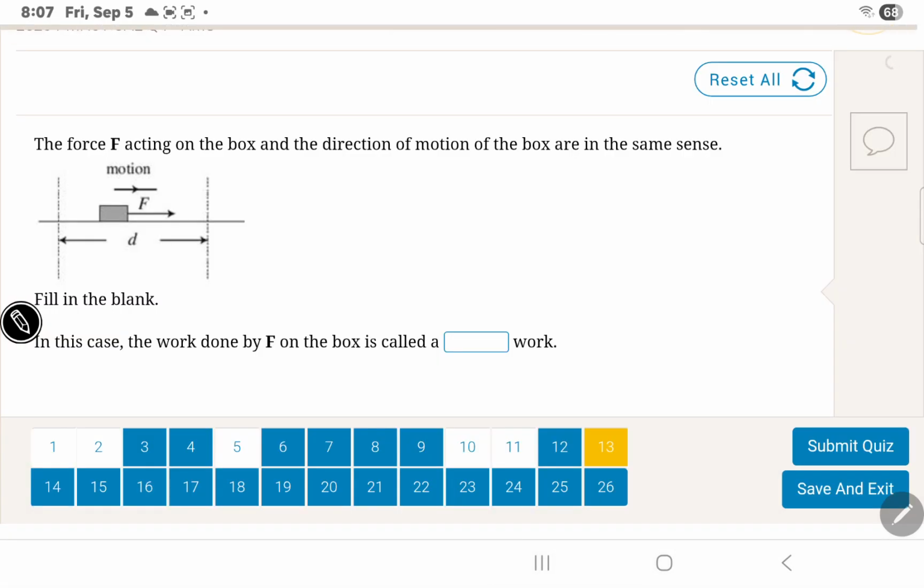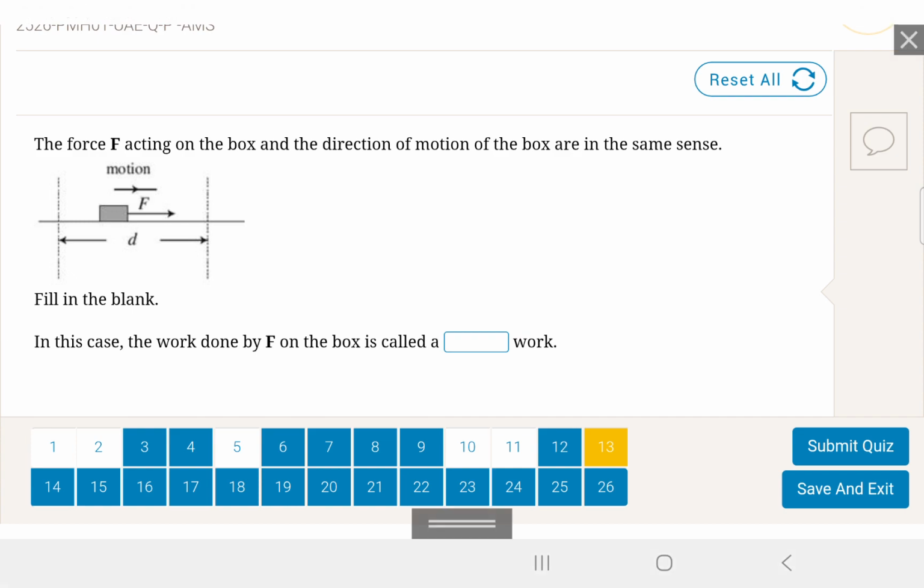Number 13 now. The force F acting on the box and the direction of motion of the box are in the same sense. In this case, the work done by F on the box is called motive, because the direction of motion and the direction of the force are the same.